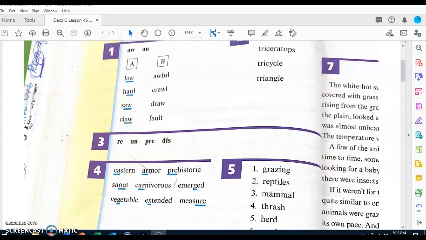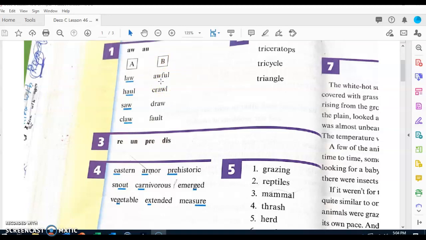What word? La. Next word, what sound? What word? Hall. Next word, what sound? What word? Saw. Next word, what sound? What word? Claw. Look at column B, boys and girls.